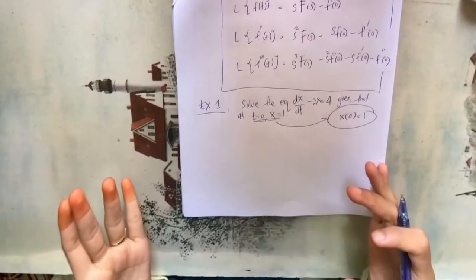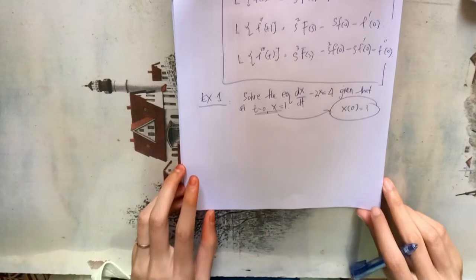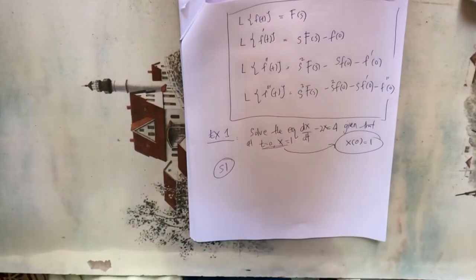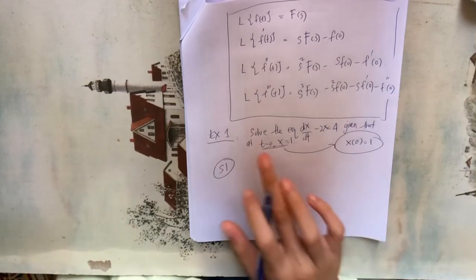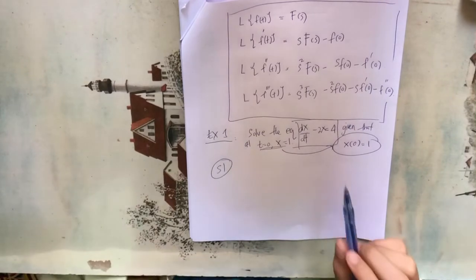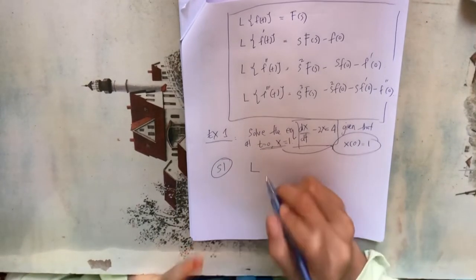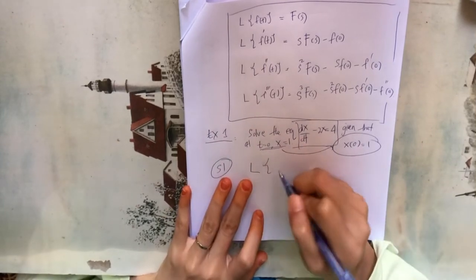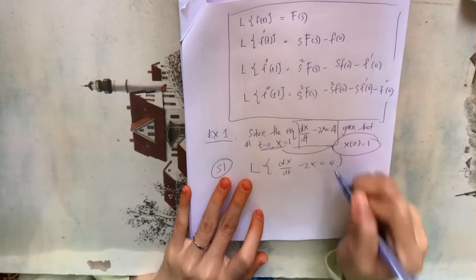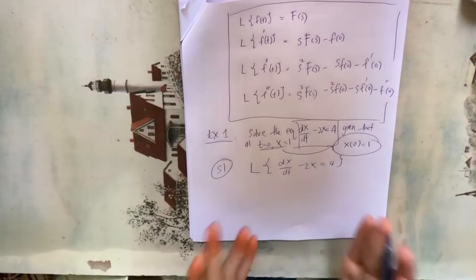We want to solve this equation, so you need to refer back to your steps. Step number 1 says that you need to rewrite this equation in terms of Laplace transform. So the first step is to put the L here: L of dx/dt minus 2x equals 4. Just put the L, and then rewrite everything inside.